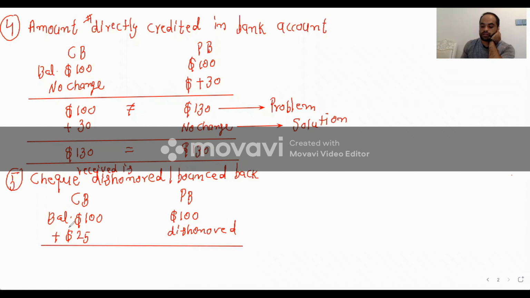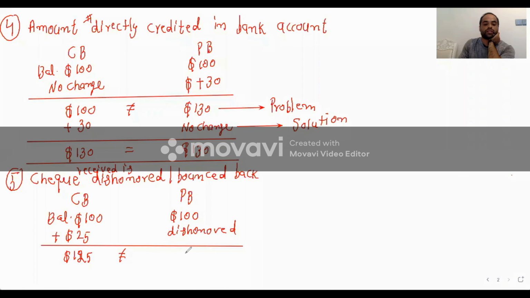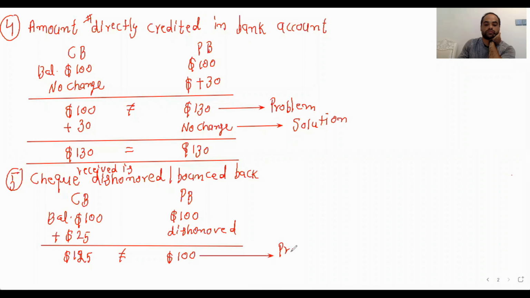Balances unequal, so which is here 125, right, which is unequal to $100, right? This is the problem. So now what is the solution of this problem?